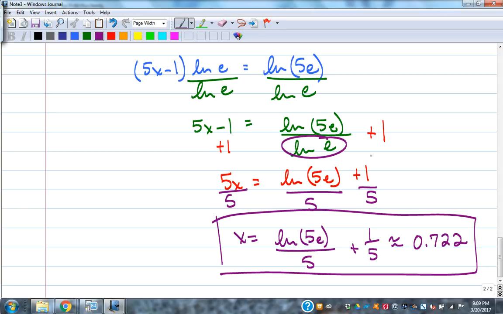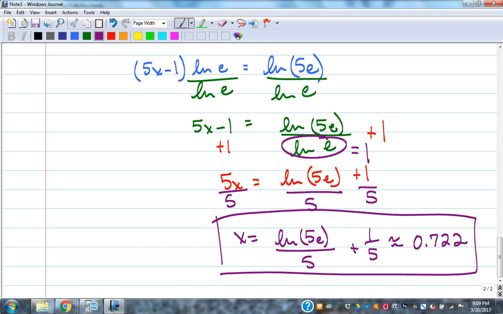This is really equal to 1. The ln of e is just 1. Natural log of e is 1. So I just didn't write it again because it didn't matter. If you evaluate ln of e, you'll get 1. So it cancels itself out.